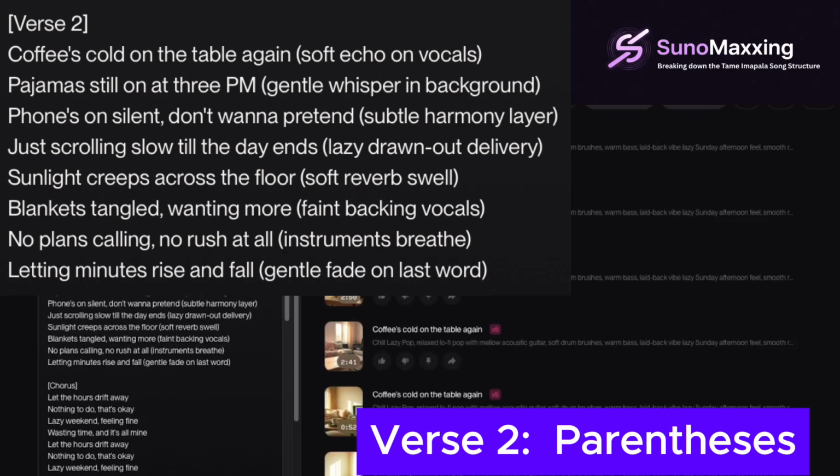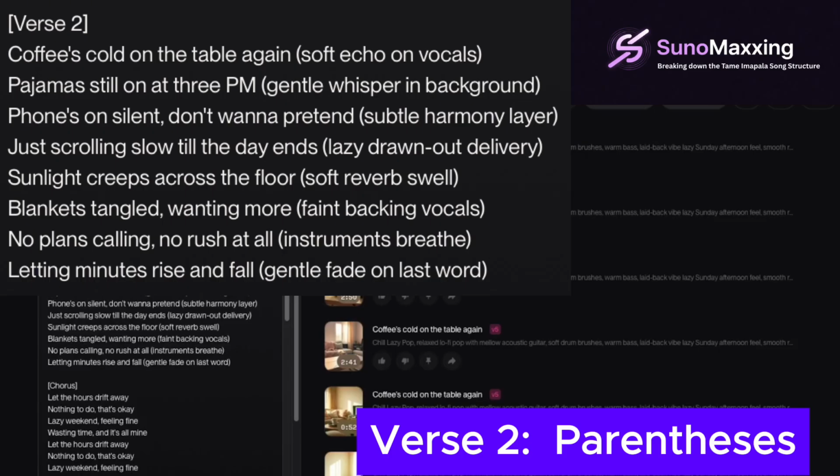I did hear the gentle fade on the last word. I kind of heard the instrumentals breathing. I did hear soft echo on vocals. I kind of heard gentle whisper in background, but I'd have to re-listen to it. I think it might have hallucinated what it was saying. We might have to listen to that again, but just know that it's there.